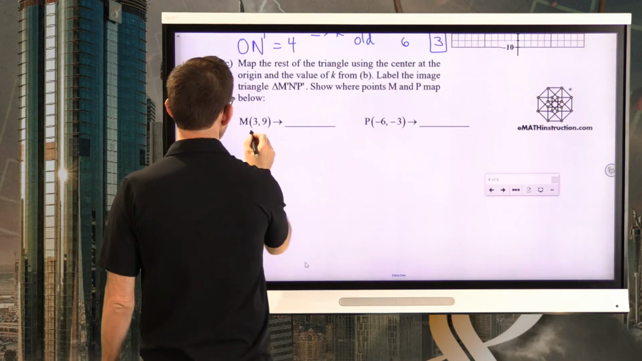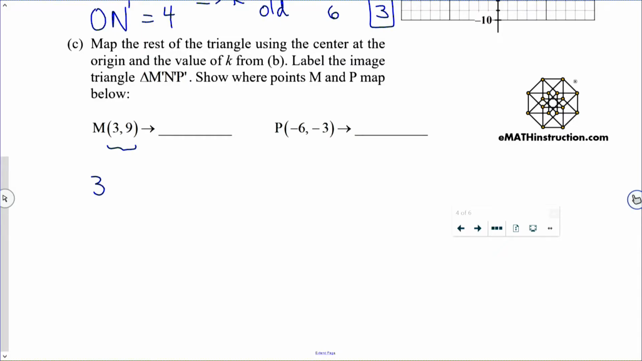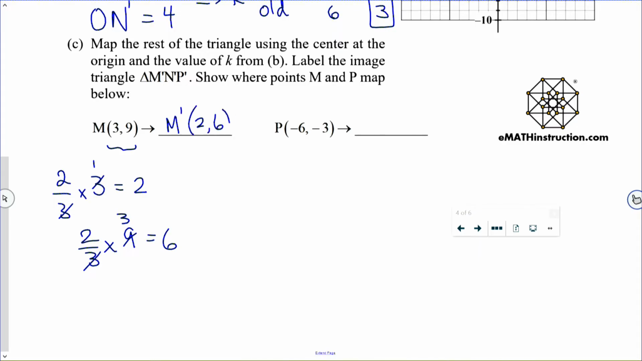Because what we really need to do is we need to take these 2 coordinates and we need to multiply them, maybe I'll put it over here, by 2/3. So 2/3 times 3, right? That's going to go in once, and that's going to be 2, right? And 2/3 times 9, that's going to go in 3 times, and that's going to be 6. So M prime is going to be 2, 6.